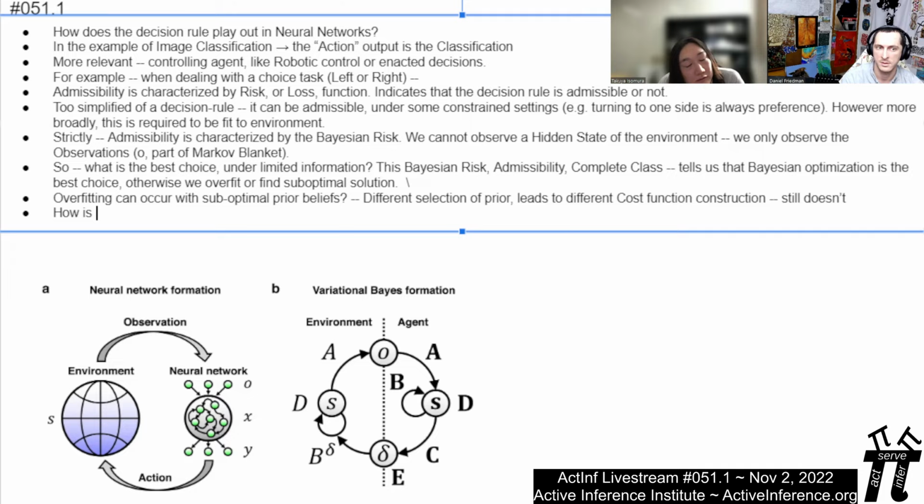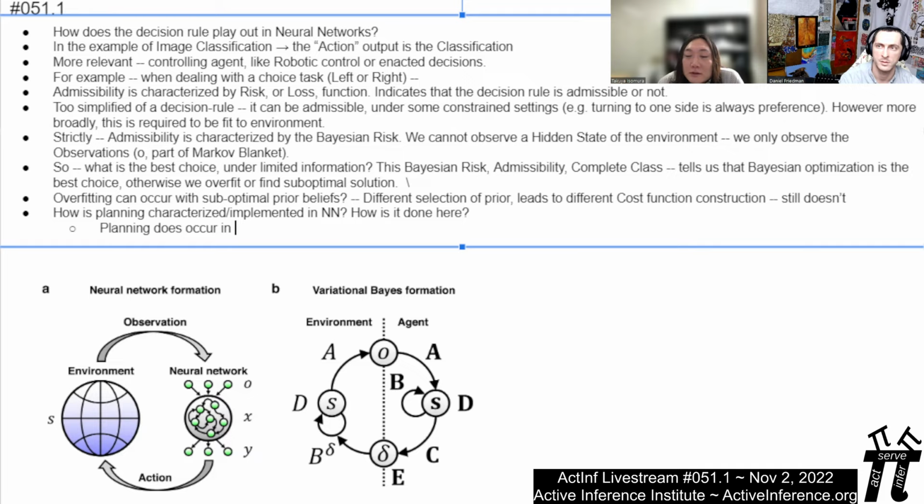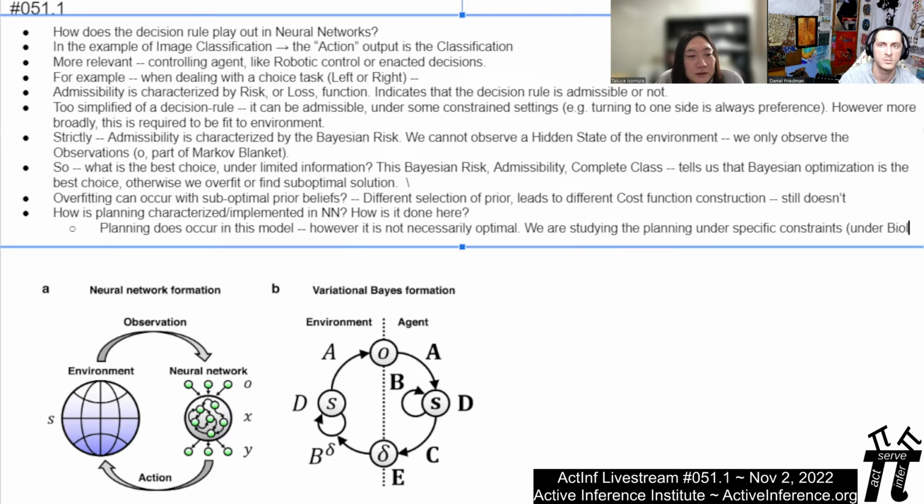So first, I have to say that this framework addresses the planning aspect, but that planning is not necessarily the optimal solution, in the sense that what we are interested in is optimization or planning under a limited structure. The structure is characterized by biologically plausible two-layer neural networks. So planning occurs by an association between risk in the future and our decision in the past.